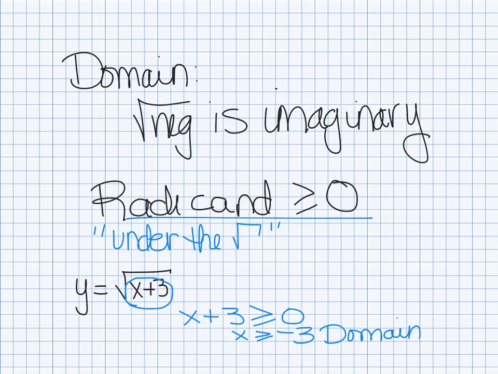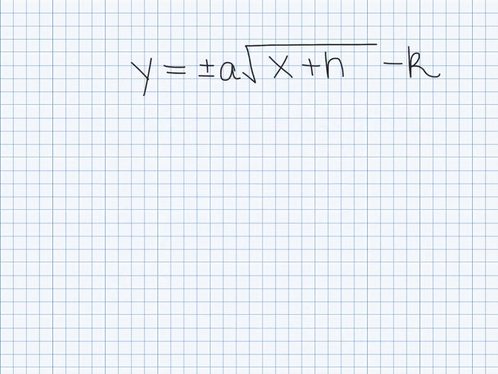So I have this very important rule for domains. If there is a radicand in your function, you better make sure that that radicand is positive or 0, because I'll remind you, the square root of 0 is just 0. We can do that, okay? And that just leaves us to talk about transformations, okay?